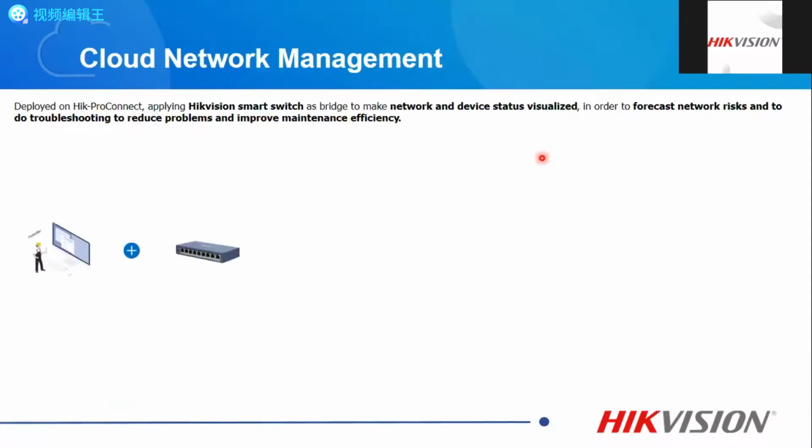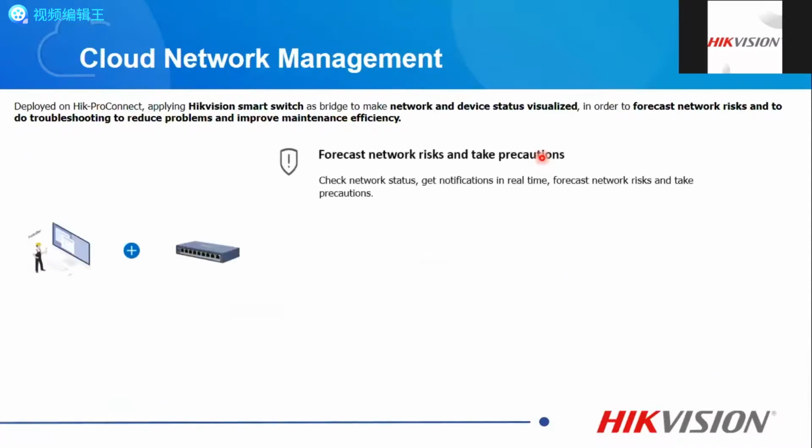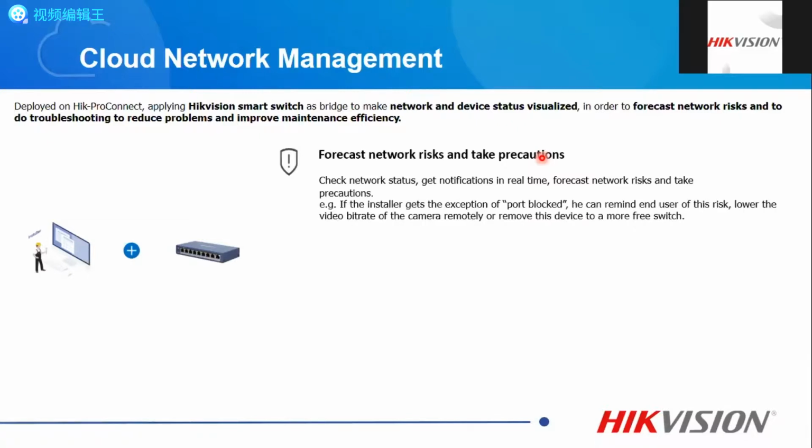Right, the next one we'll look at is the cloud network management. It's a nice feature to help you forecast network risk and take precautions. If you're using a normal switch and there are any bandwidth issues on that switch, you don't really get any notifications. If you use our cloud switches, then you're able to get all those notifications, for instance if a port is blocked on that specific switch, or if the bandwidth is overloaded, which will help you troubleshoot any issues that might occur.